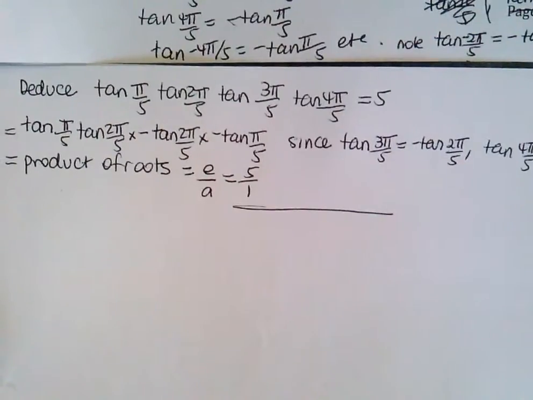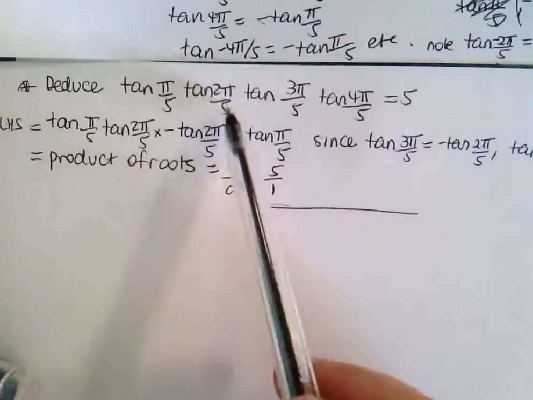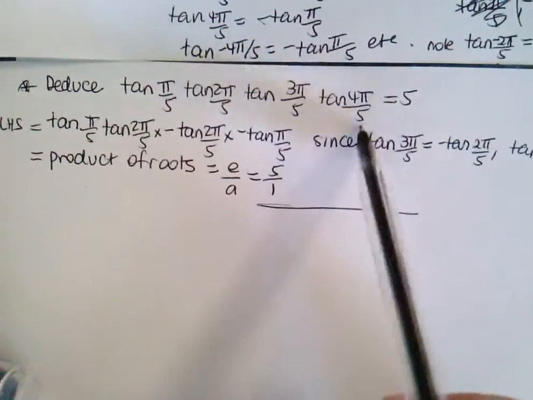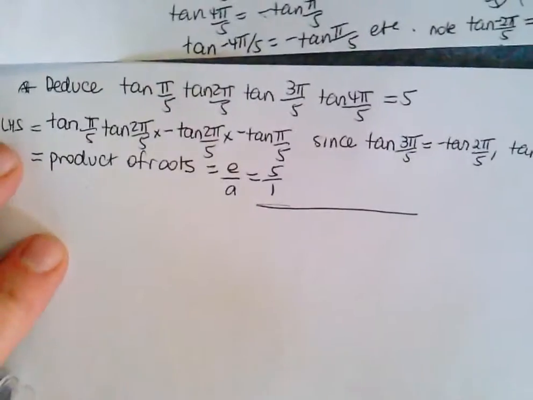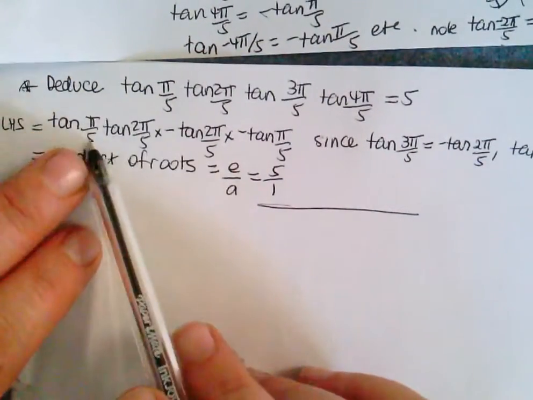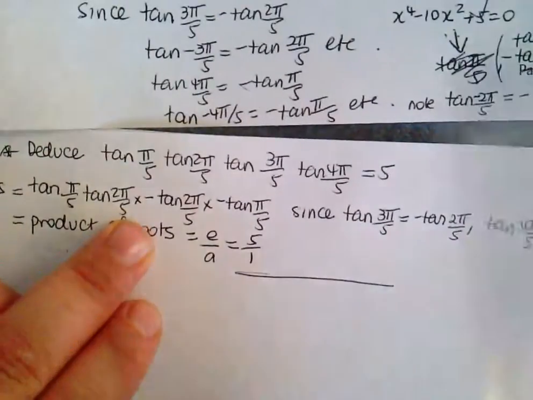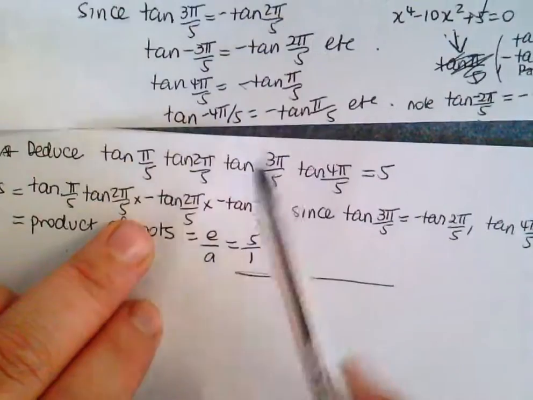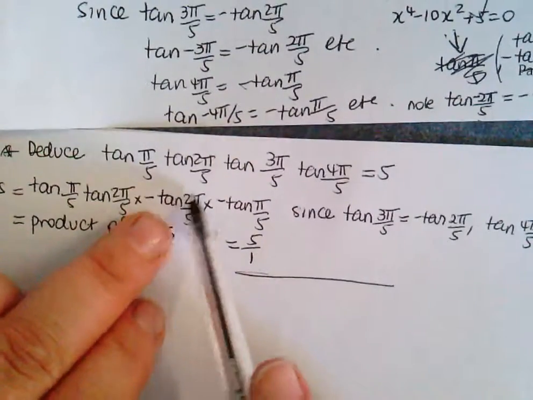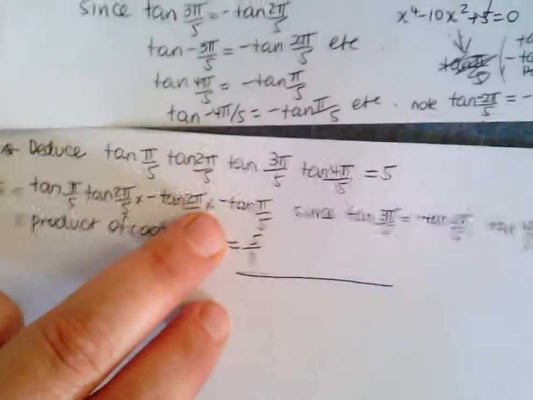Sorry, I did go on to the next page and didn't record. Next part of the question was to deduce that tan pi on 5, tan 2 pi on 5 times tan 3 pi on 5, tan 4 pi on 5 is 5. Now, I'm not going to write that out again. I'm just going to say that the left-hand side, the tan pi on 5 and tan 2 pi on 5 are the same, but we know from earlier on this page that tan of 3 pi on 5 is negative tan 2 pi on 5, and that the tan of 4 pi on 5 is negative tan pi on 5.